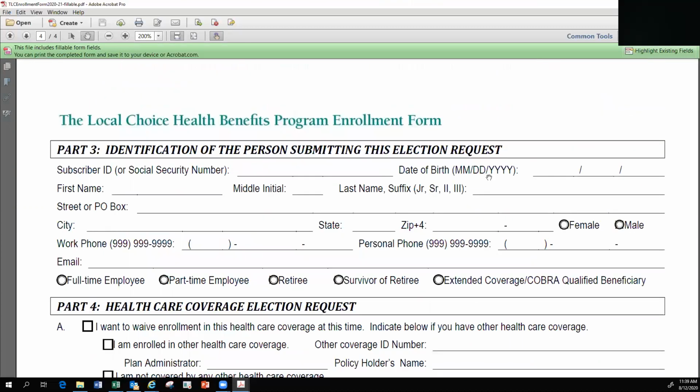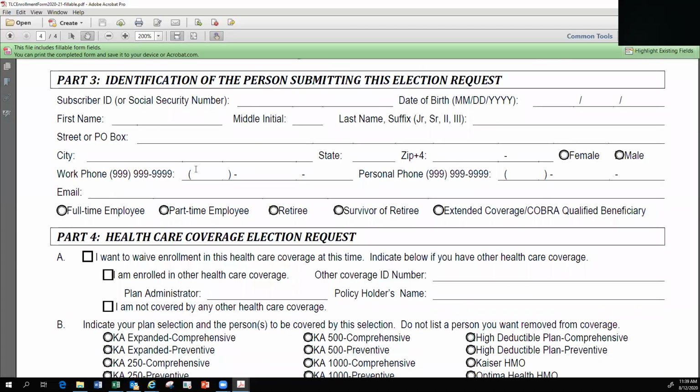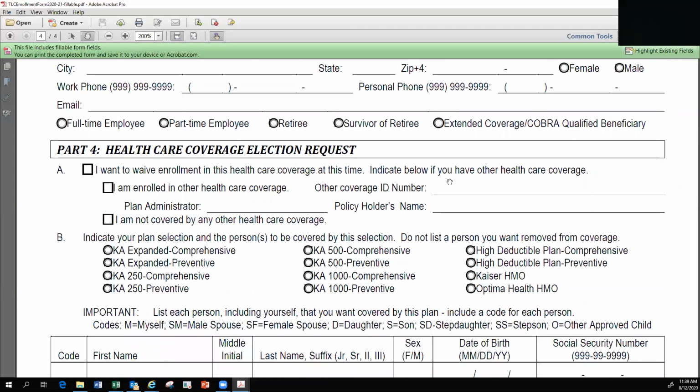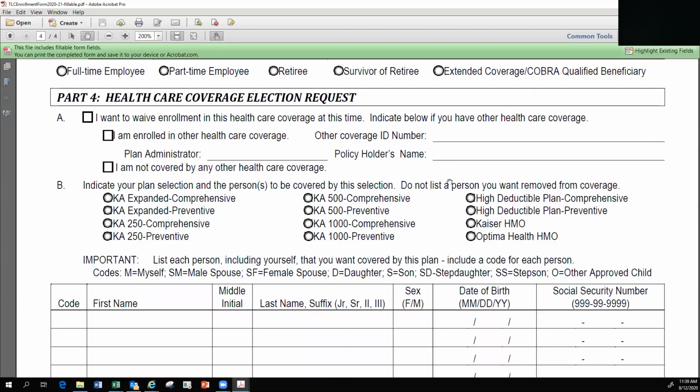Now on the third part, it's going to be all of your personal information here. And then in part 4 is where you tell me whether you do or do not want health insurance. If you do not want it, you need to fill out letter A and put in the waiver information. If you want to enroll, you're going to fill out part B and pick the plan. Now, I just want you to note that there are some plans here that we do not offer. This is a state-run program, and we can only offer 7 of the plans that they have.